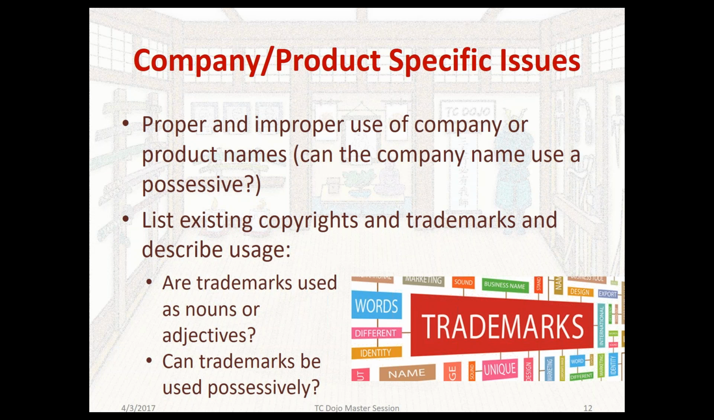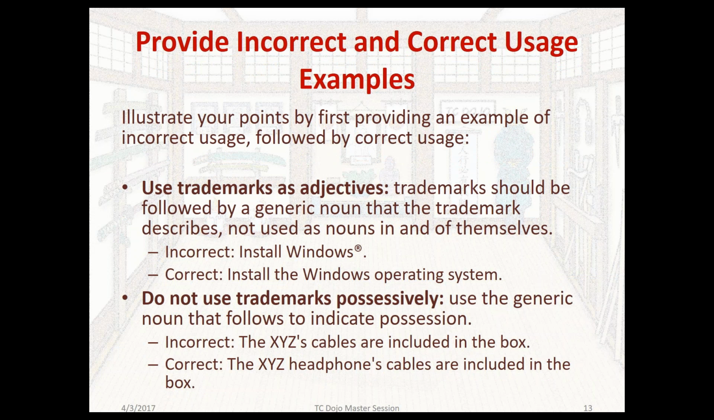And what I would then say is that, well, here are a couple examples. When providing examples, try to provide incorrect and then correct usage. I think this is a really good way of doing things, because it can be used as a basis for creating much of your style guide content. So lead with what is not the way to do it, and then talk about here is a correct way of doing it. So for the one at the bottom, talking about do not use trademarks possessively. Use the generic noun that follows to indicate possession.